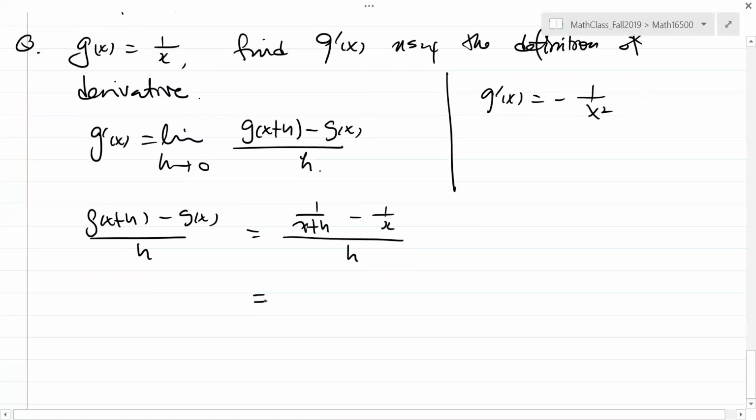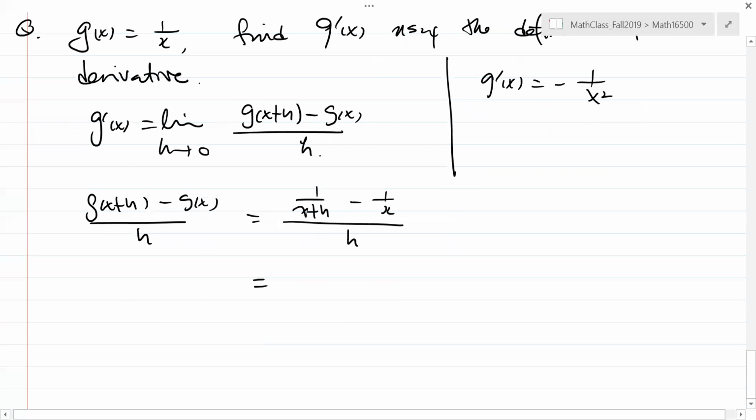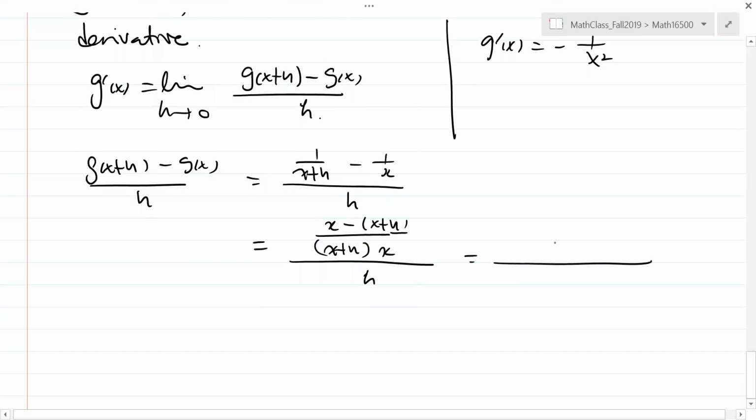As I told you, simplifying this expression is a good exercise for a 7th grade student. Honestly, this is required in the textbook, and they should learn this. So how do we simplify? Combine the two terms in the numerator, x minus x plus h, and divide by h. The numerator is going to be x minus x plus h, which is negative h. So it's a fraction over h.